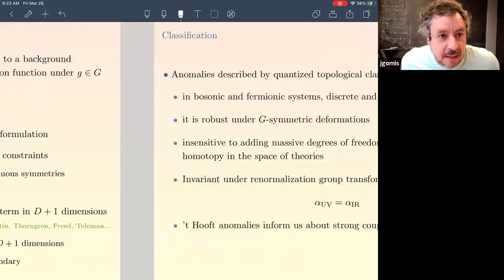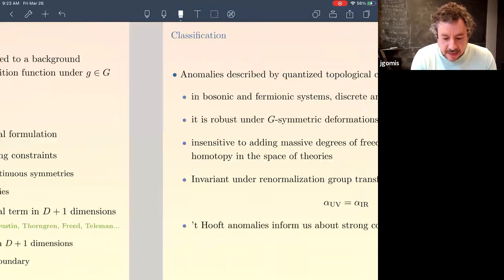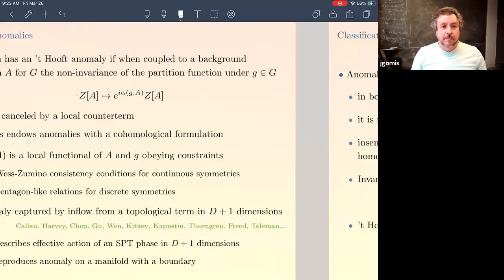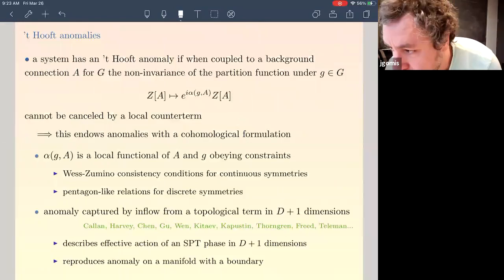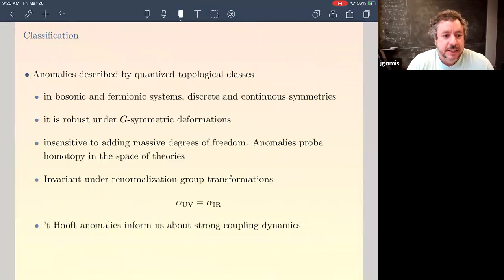So this was the abstract definition. So one thing to say here is that this kind of language of anomalies clearly has a cohomological flavor because you're looking at transformations modulo exact things. Okay. So the general question is how do we classify? What is a mathematical classification? The mathematical framework to classify anomalies in general?